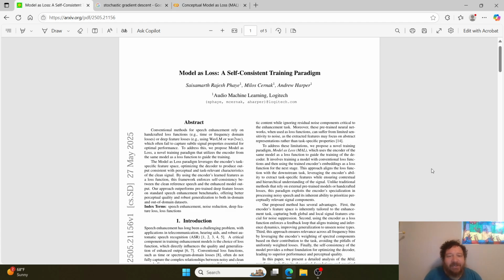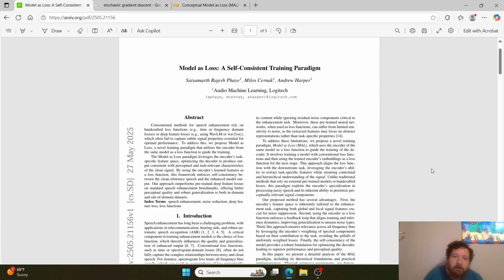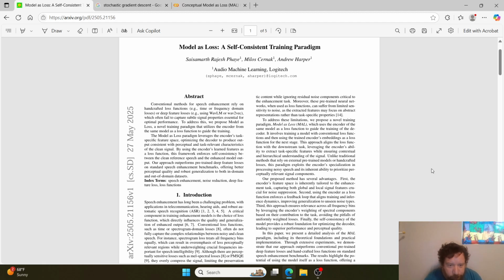So here it is though, via Logitech, and it's their method, right? So let's talk about Logitech's method within this Model as Loss, a self-consistent training paradigm. Very specifically, this paradigm is really cool and very straightforward and simplistic in what it does overall. What they do is train the encoder to detect and create the loss function. The encoder becomes essentially what measures the gradient, and the encoder does all of the work. That's simplistically what it is.